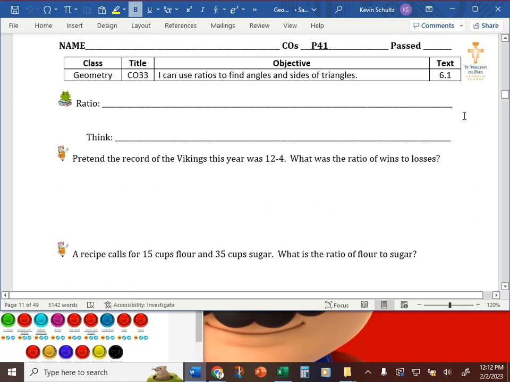Good day, geometry. We are kicking off the unit with CO33, using ratios to find angles and sides of triangles. This whole unit is going to be on triangle proportionality. Two units ago, we focused on triangle congruency, where we had side-side-side, side-angle-side, HL, and all those sorts of things. This is going to focus on triangles that are similar, or triangles that are proportional.